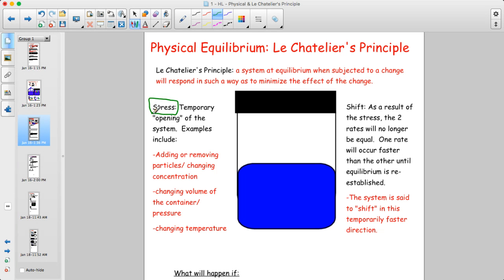And so if you add a stress to the system, there will be a resultant shift in the equilibrium, where as a result of the stress, for a short time, the two rates are not equal anymore. And therefore, one of the rates is going to be faster for a while, and that's going to change the balance of the two sides of the equilibrium. So it might mean a shifting to make more of a certain phase, or a shift to make more product or reactant. Eventually, equilibrium gets reestablished, but for a time, they are out of equilibrium. And so the stress is what you do to the system, and the shift is what happens as a result.